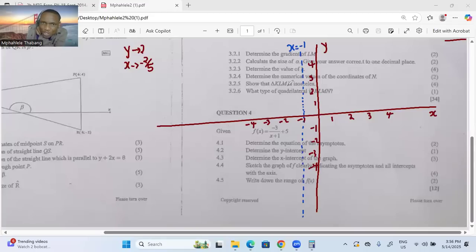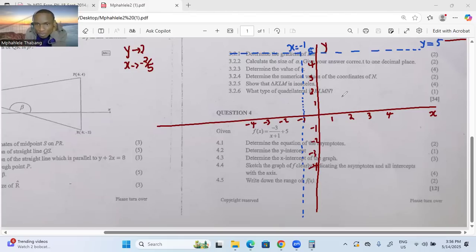The y asymptote, we said it's 5. Remember when we were answering 4.1, we said x equals negative 1, y equals 5. So the y asymptote is 5. So you go where y is 5. You make sure that you draw a line that will cut y being 5. This is the equation of y equals 5.